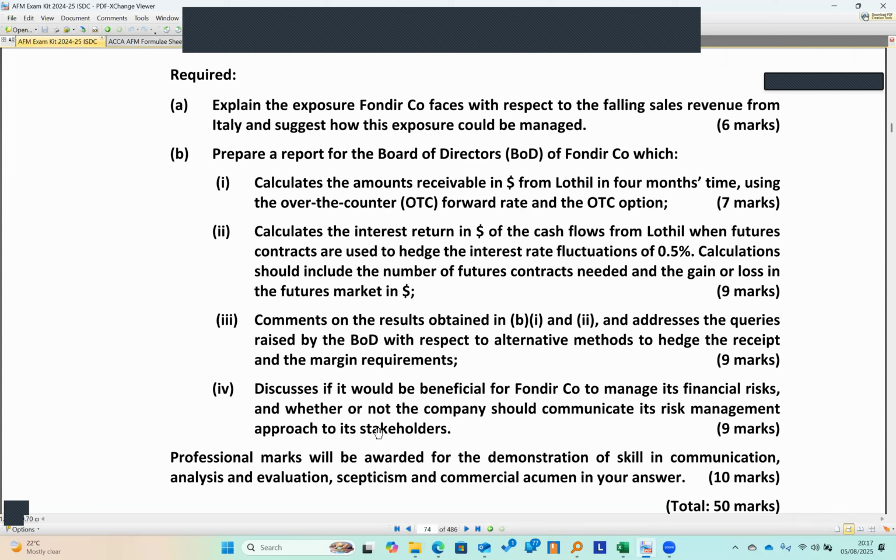Then they also want us to discuss whether we can manage the financial risk and whether or not the company should communicate its risk. So let's go to the solution and look at how this is written, and also look at the benefits and whether we should communicate the approach to the stakeholders. Of course, the answer is yes, but we are going to find out the reasons why we should communicate.